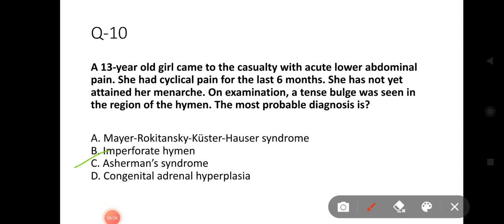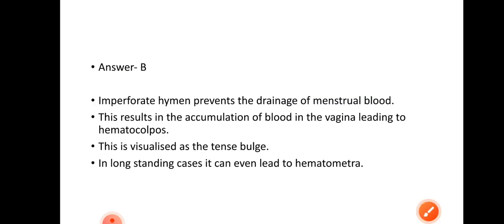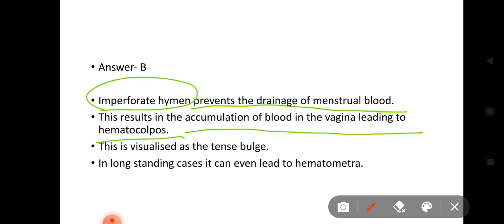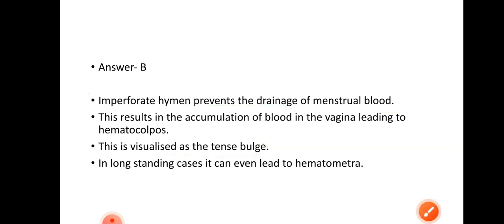So what all important points? 13-year girl, acute lower abdominal pain, cyclical pains for 6 months and not yet attained menarche, and tense bulge was seen in the region of the hymen. So imperforate hymen prevents the drainage of menstrual blood. This results in accumulation of blood in the vagina leading to hematocolpos, and this is visualized as tense bulge. In long standing cases it can even lead to hematometra.